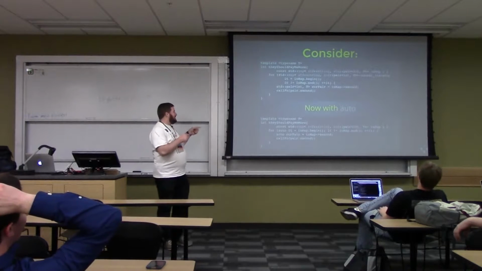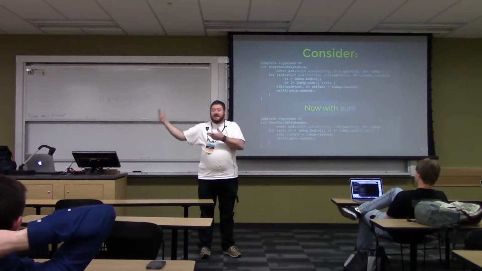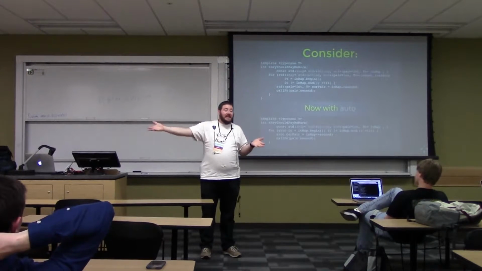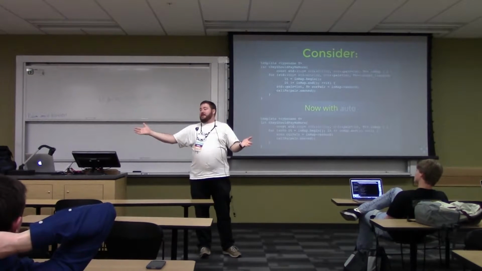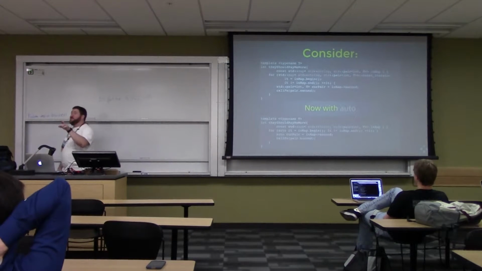Because auto is going to see that and be like, oh, that's the return type of this. It's coming back. I need a variable that can take that return type. All right, let's do it. Just wait.